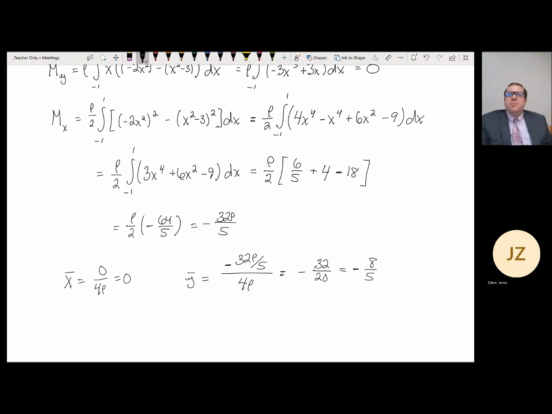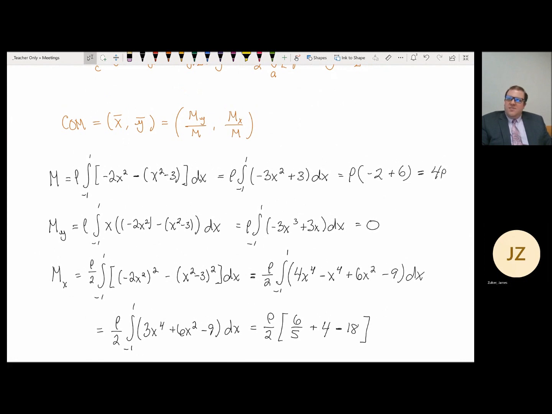There's a rho in both numerator and denominator, isn't there? Swap the x and y, like for the x, like My we solve for. We got 0. X bar is My over m.